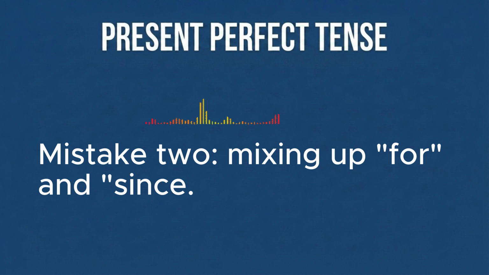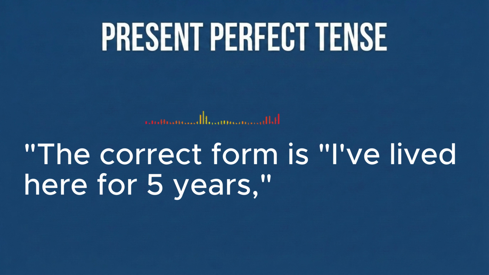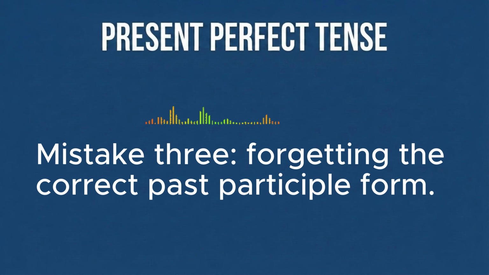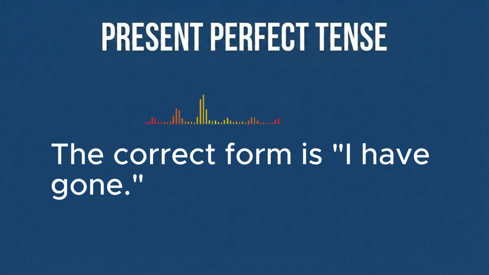Mistake 2. Mixing up for and since. It's wrong to say, I've lived here since 5 years. The correct form is, I've lived here for 5 years, or since 2019. Mistake 3. Forgetting the correct past participle form. It's wrong to say, I have went. The correct form is, I have gone.